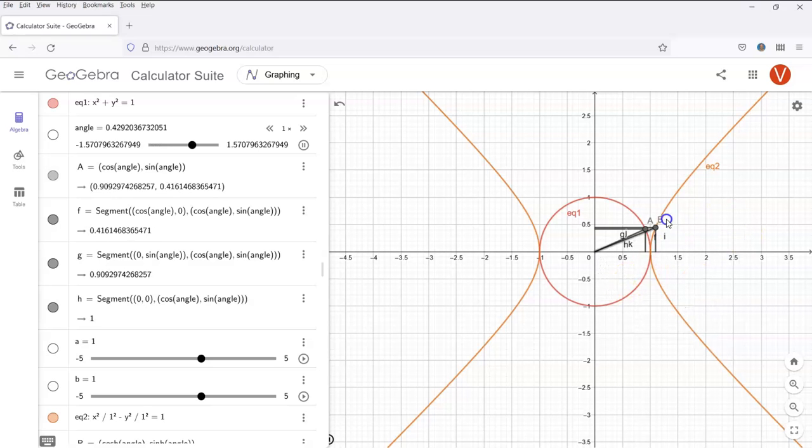I hope now you have got some idea of trigonometric sine cos and hyperbolic sine cos. That's it. Bye.